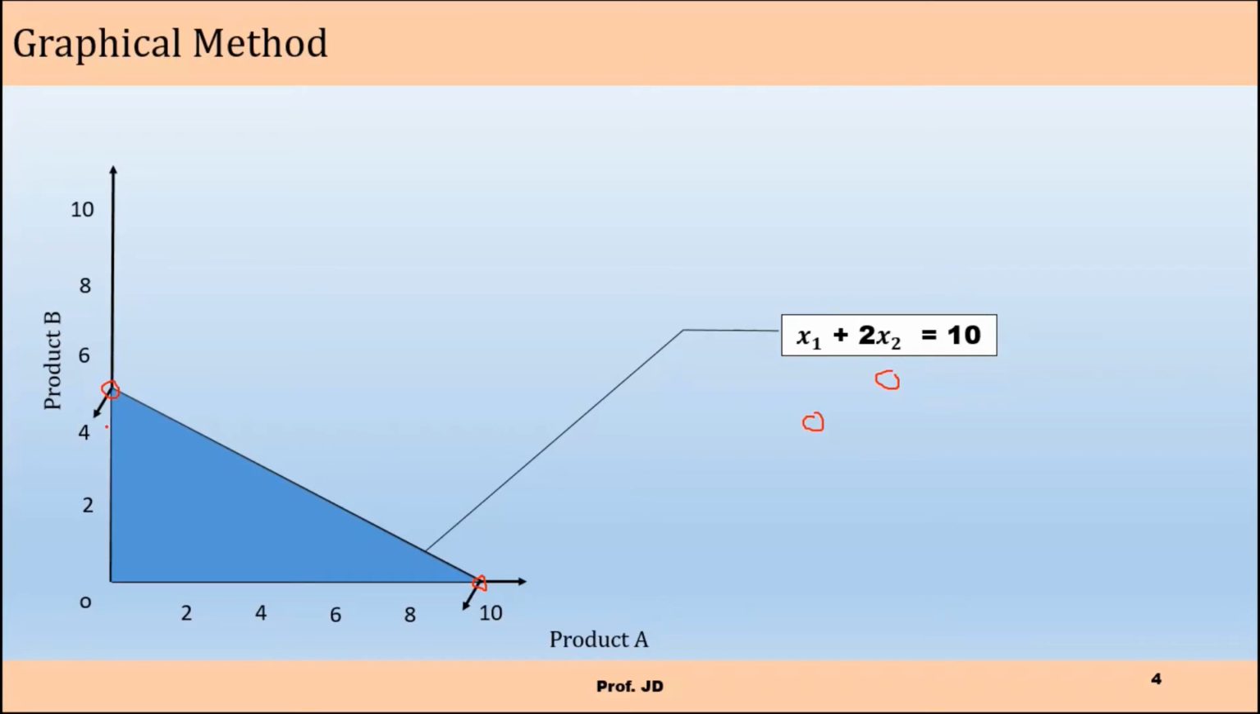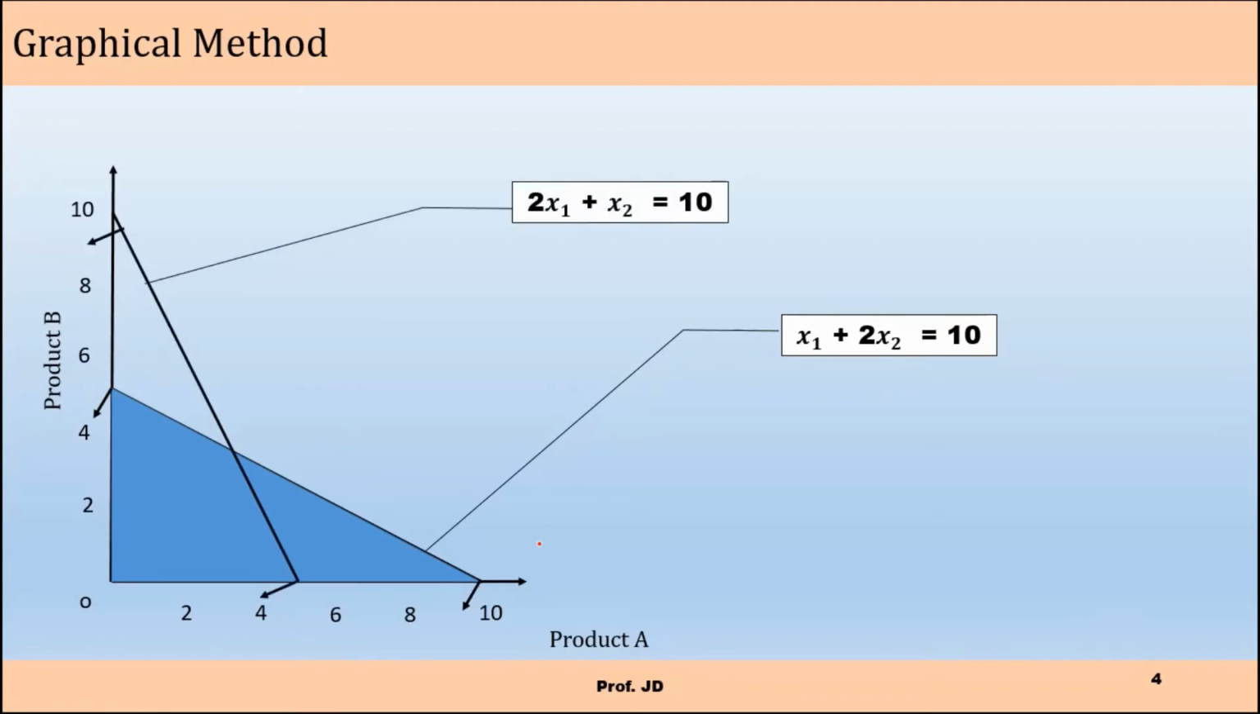So this whole region will satisfy this constraint. You can check it by taking any random point over here and putting it into the constraint, right? Now the second constraint is 2x1 plus 3x2 equal to 10. Again, you can easily plot this straight line.